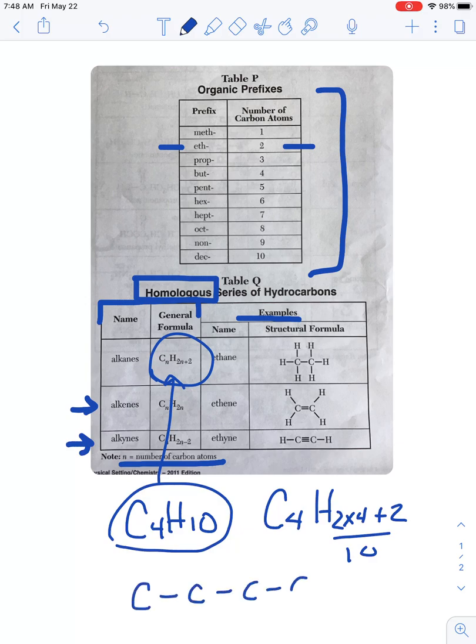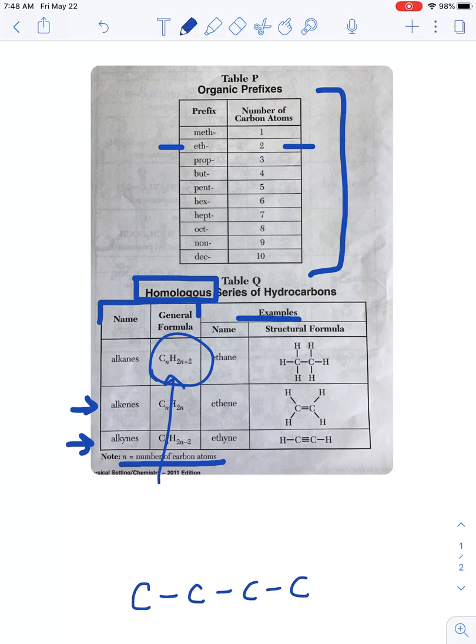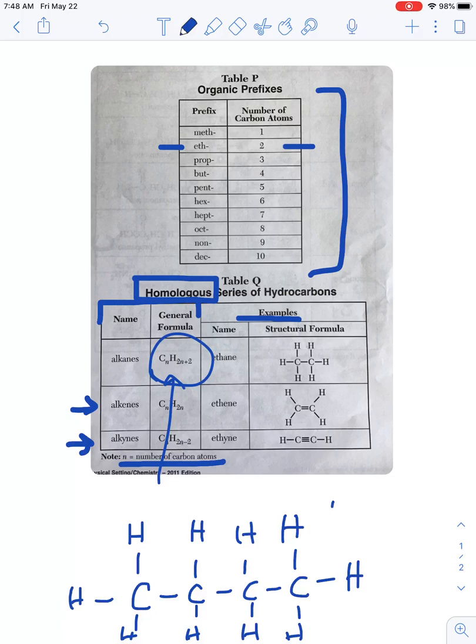I would start with drawing the 4 carbons in a row. Now because carbon has 4 bonding sites, all of those sites would be filled with hydrogen in this case. So 1, 2, 3, 4, 5, 6, 7, 8, 9, 10. So this is called butane.